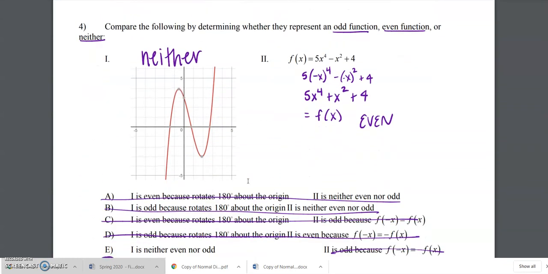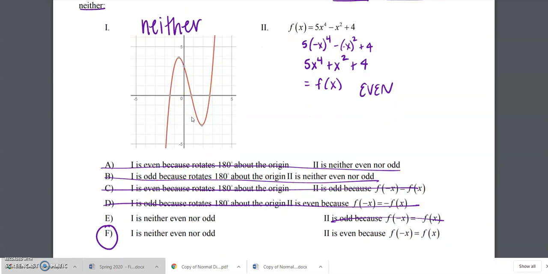Number 4, compare the following by determining whether they represent an odd function, even function, or neither. So now we're looking at a graphical representation. Upon first glance, a lot of people would say to themselves, oh, well, this is an odd function. It looks like a cubic function, but actually it's an odd function that has been translated.